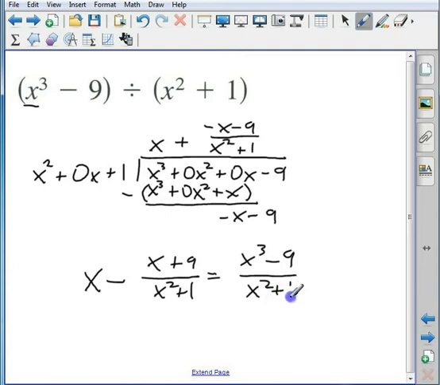And that is equal to our original problem. So you can see how the division algorithm works. The dividend over the divisor is equal to the quotient plus the remainder over the divisor.